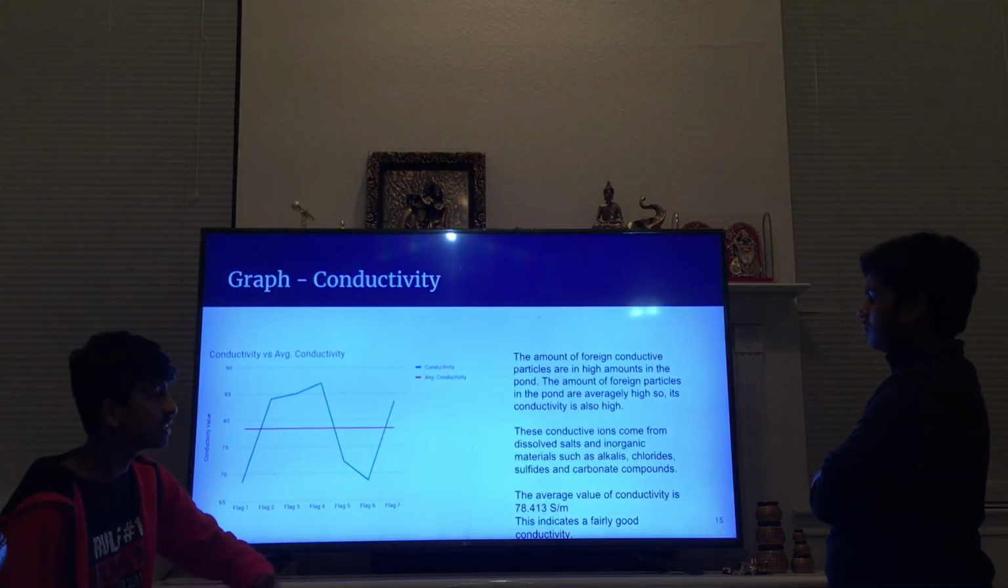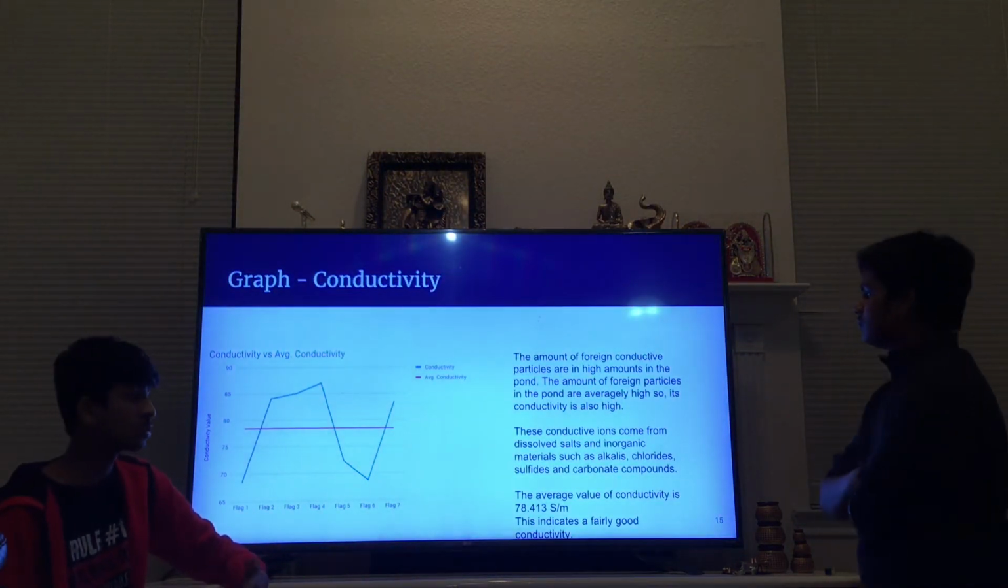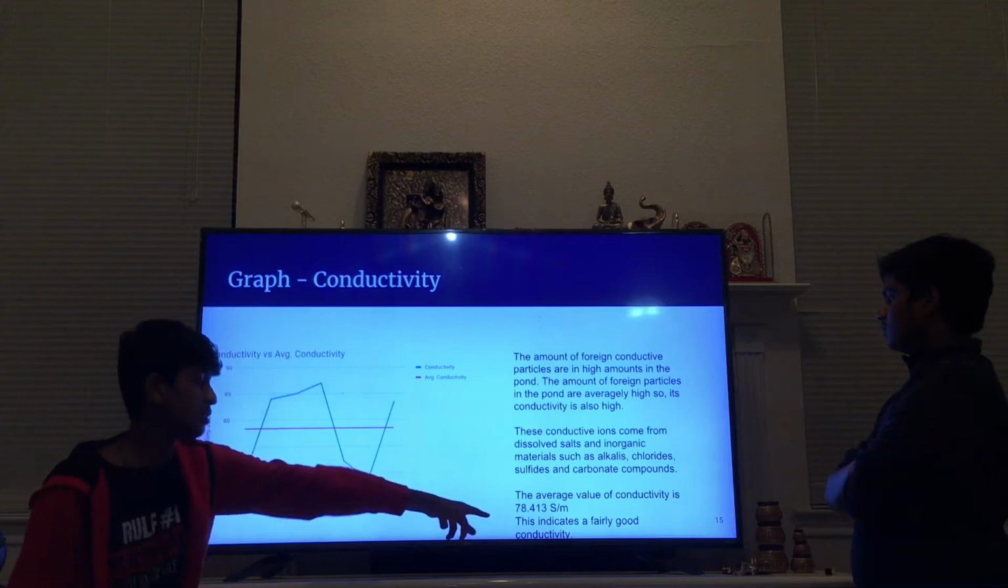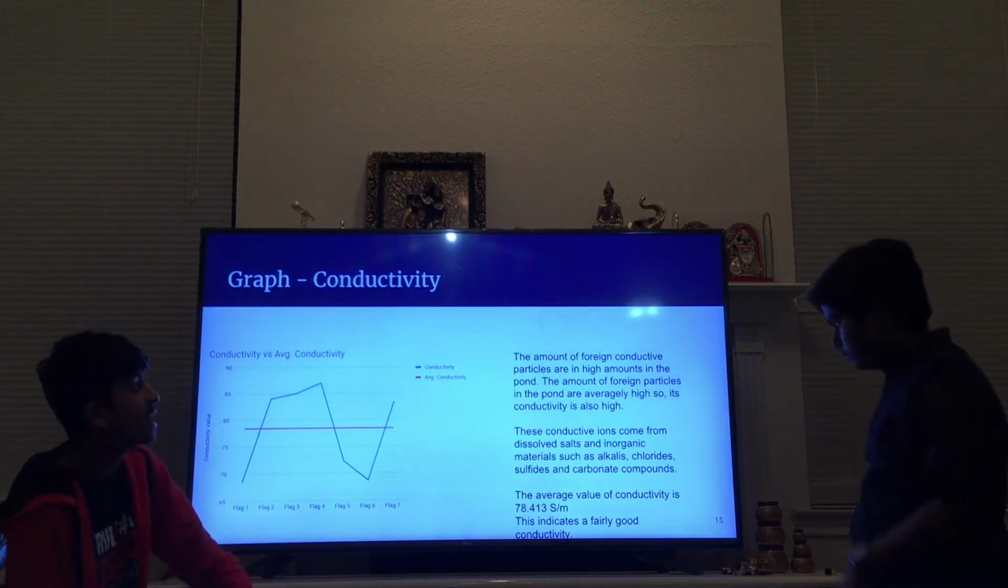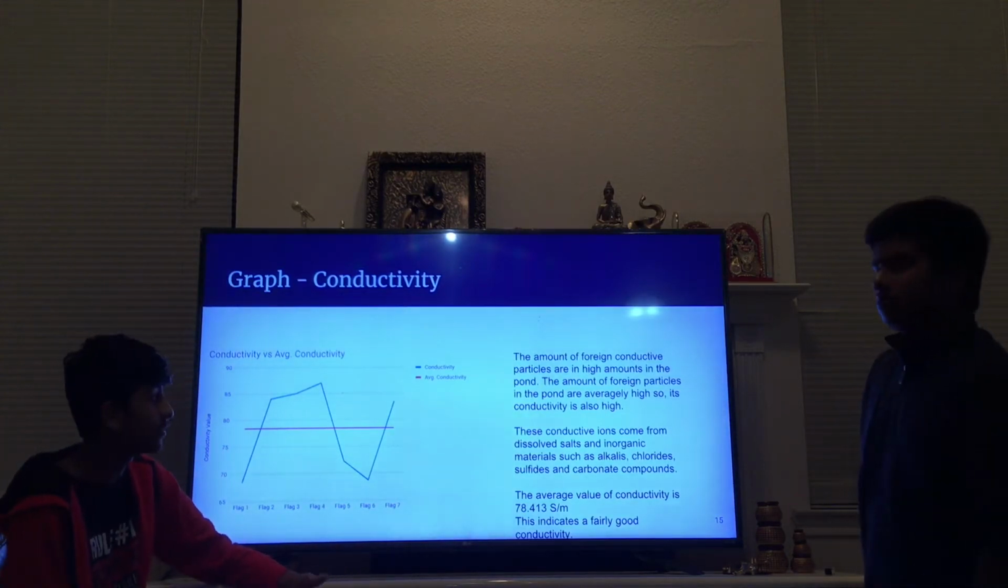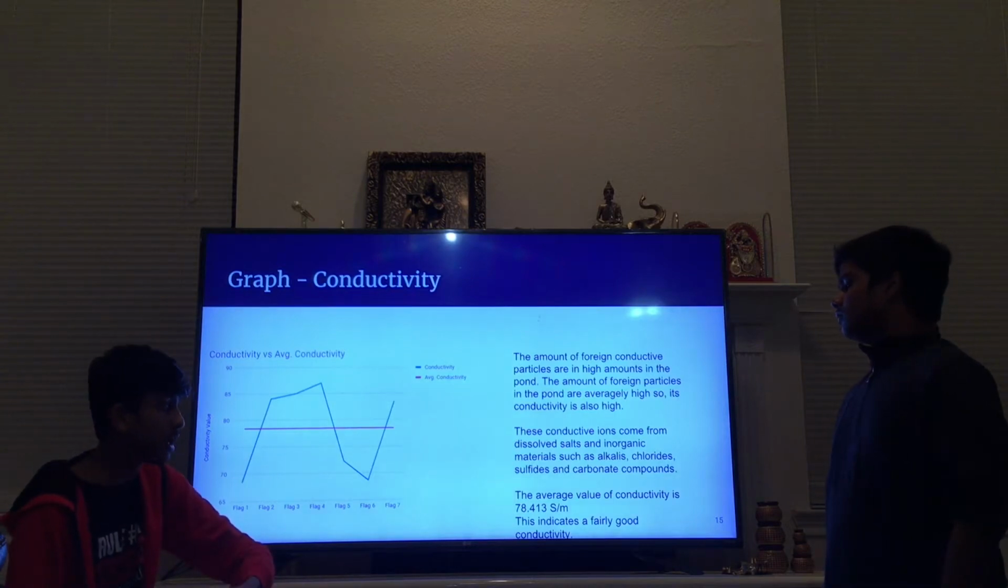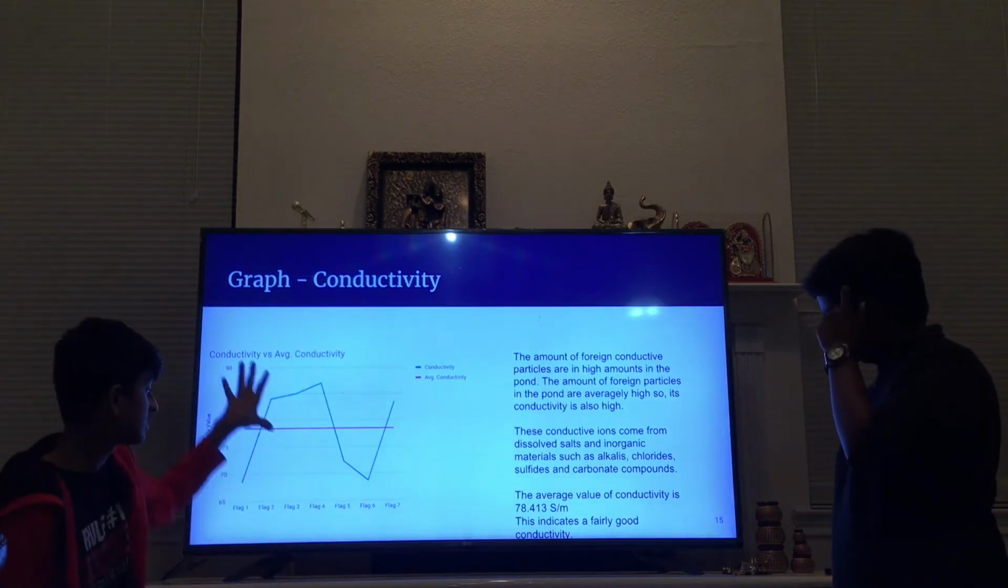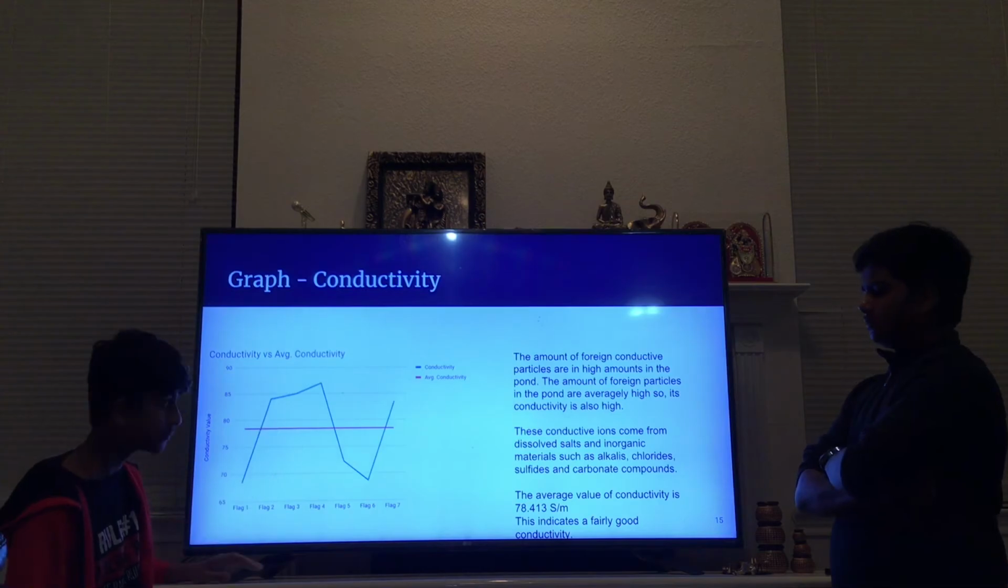Here's conductivity. Conductivity is basically the ability of water to conduct electricity or heat. There was 78.413 S/m, which is a fairly good conductivity rate, and this conductivity can come from materials such as alkalis, chlorides, sulfides, and carbonic compounds. And these are our 7 different periods' graphical representation.